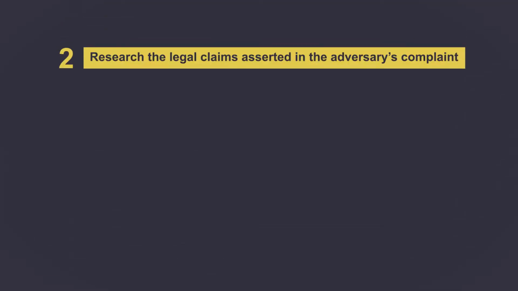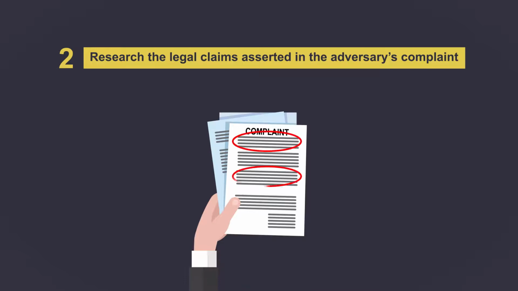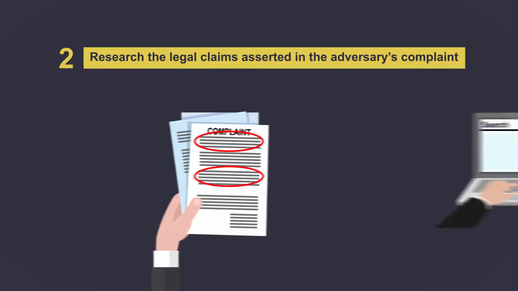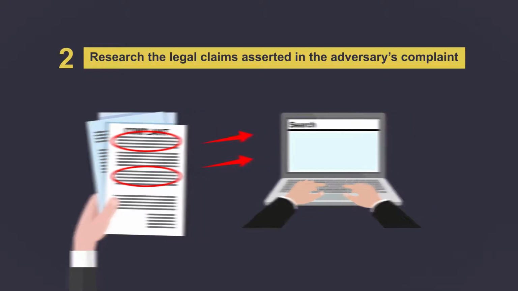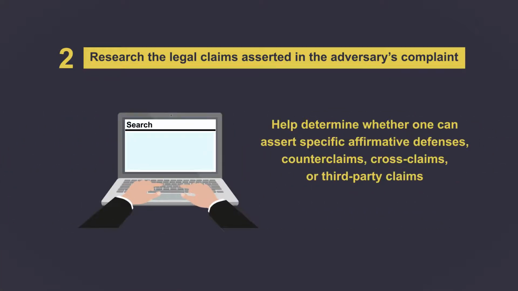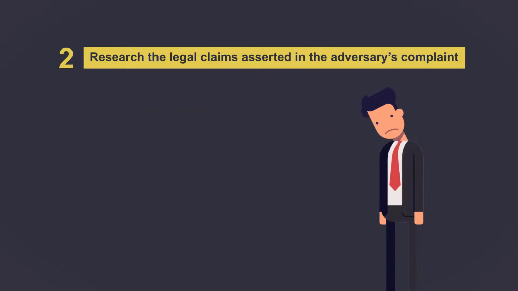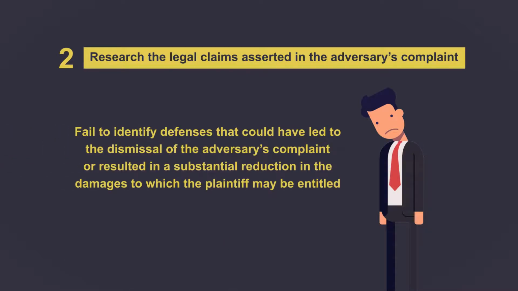Number 2 is to research the legal claims asserted by the adversary's complaint. Before drafting an answer, one must be sure to research the adversary's legal claims. Doing so will help determine whether one can assert specific affirmative defenses, counterclaims, cross-claims, or third-party claims. Conversely, by failing to perform sufficient research, one may inadvertently fail to identify defenses that could have led to the dismissal of the complaint, or resulted in a substantial reduction in the damages to which the plaintiff might be entitled.